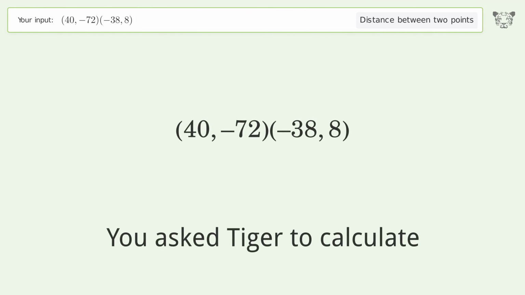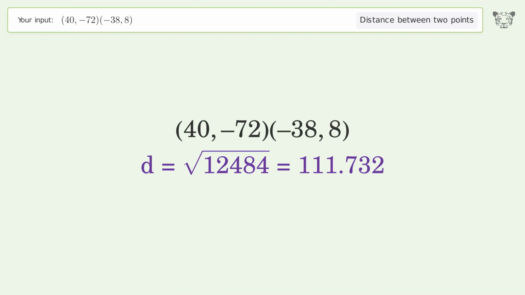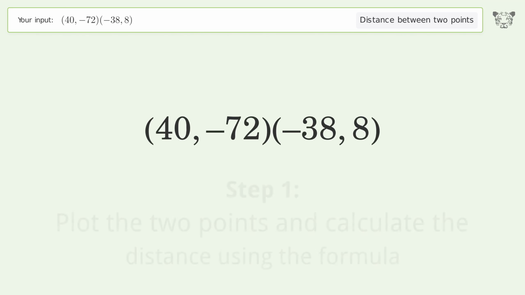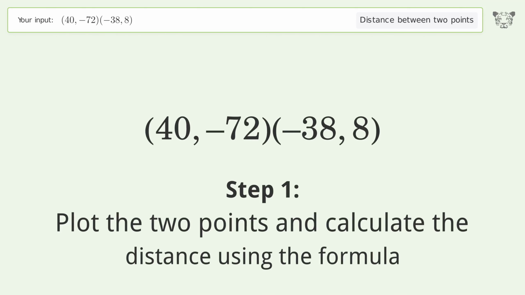You ask Tiger to calculate. This deals with the distance between 2 points. The distance between the 2 points is the square root of 12,484, or 111.732. Let's solve it step by step. Plot the 2 points and calculate the distance using the formula.